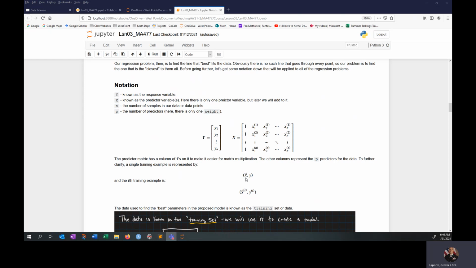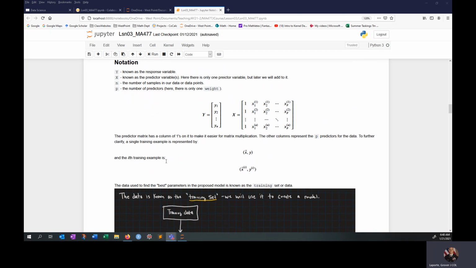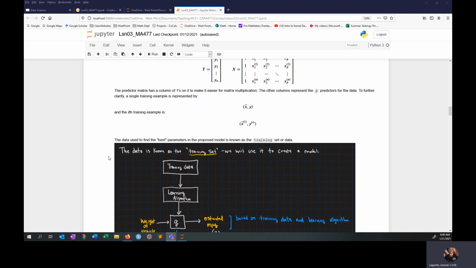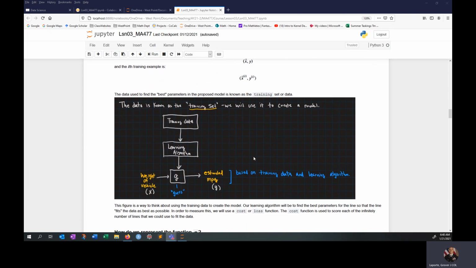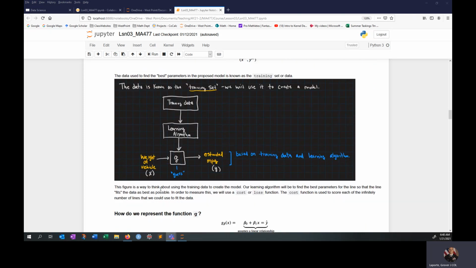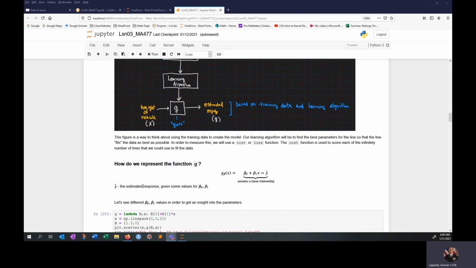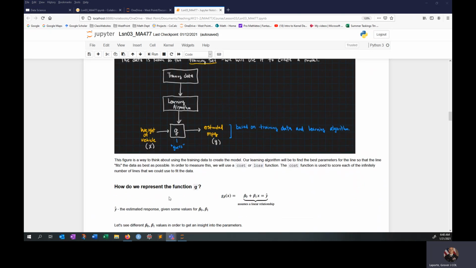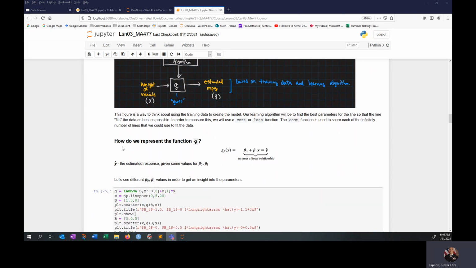So I have x. It could possibly be more than 1. In this case, it would be a 1, x1, and so on and so forth. So the ith training example would be that one. So you can kind of see the picture here. You can follow through that piece. I'm not going to go too much into detail. You guys can read and ask questions in class if you want to.